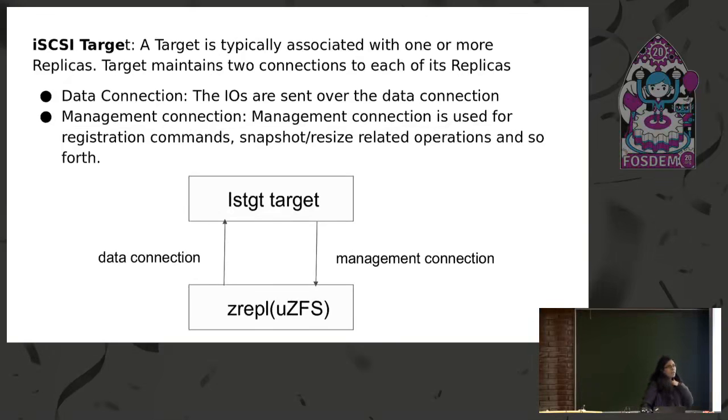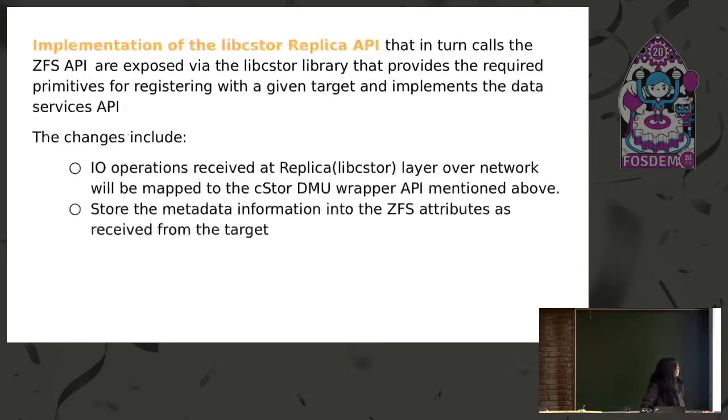So for example, we created a ZVol, and the ZVol which was created will make a management connection to the target, and will register itself to the target, so the target is aware of what replicas are there. Yeah, so next thing is implementation of API.